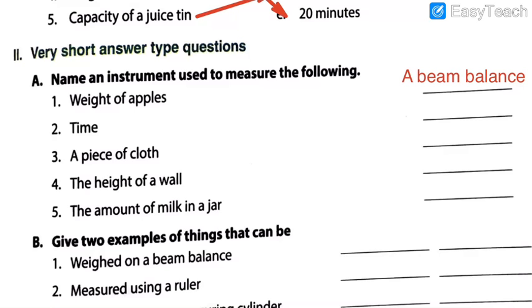Nowadays the electrical machines and the digital machines have come to measure the weight. So that is a different matter, but the beam balance is the best way and, I should say, the oldest way to measure any weight.